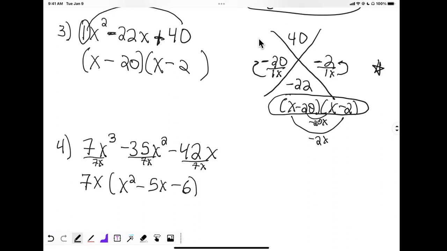And then I really suggest that you bring this down and put your 2 parentheses, because you're going to forget that, and then your answer is totally wrong. So just don't forget what you factor out. It has to be in your final answer. All right, then I'm going to come over here. I'm going to do the AC method.